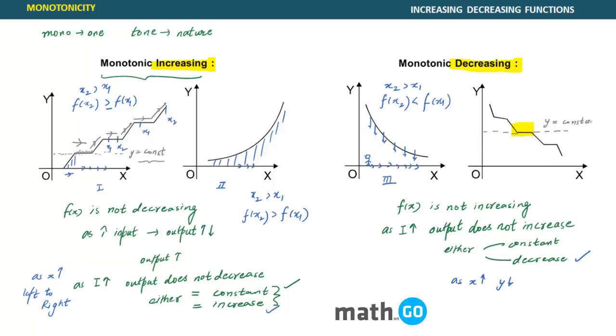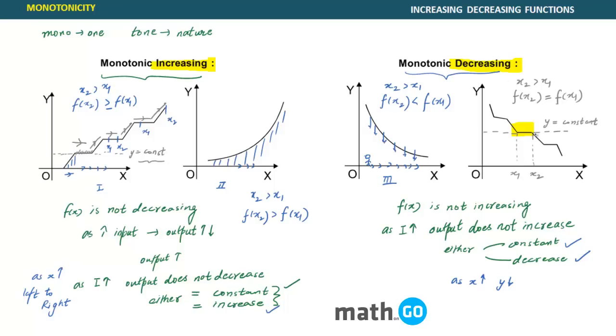So if y is constant, let's say this is your x1 and this is your x2. We know that x2 is greater than x1 for sure, but the values at both of them are equal. Again, no problem. Why? Because they could be constant, so it should not increase. For this region x1 to x2, it is not increasing, it is constant. Then also I will say it is monotonically decreasing.